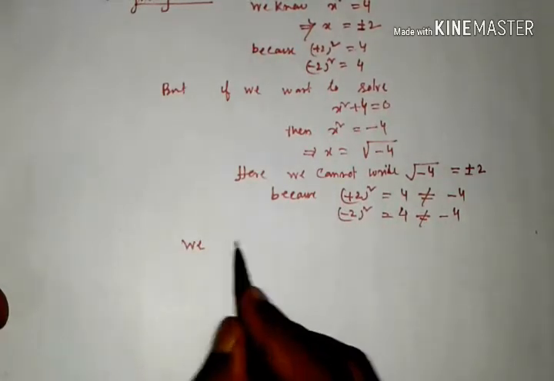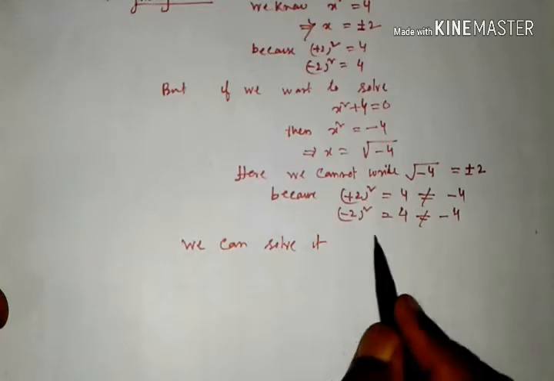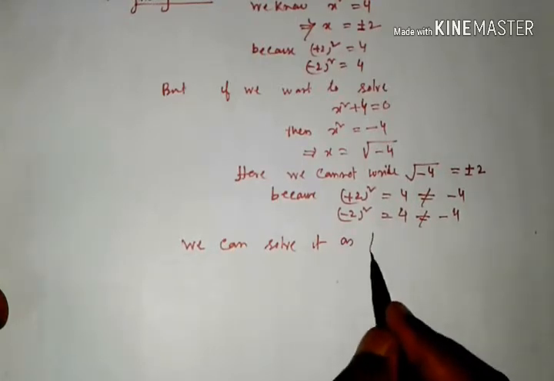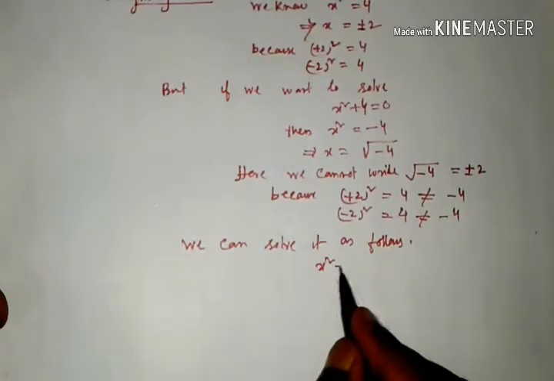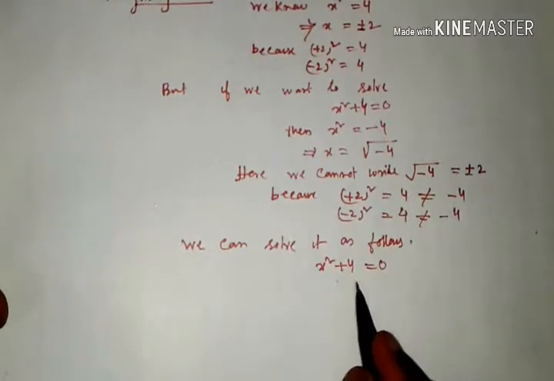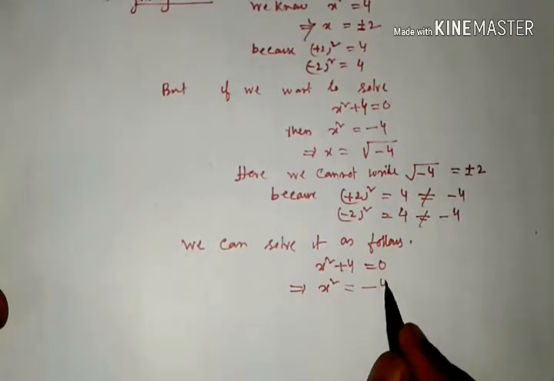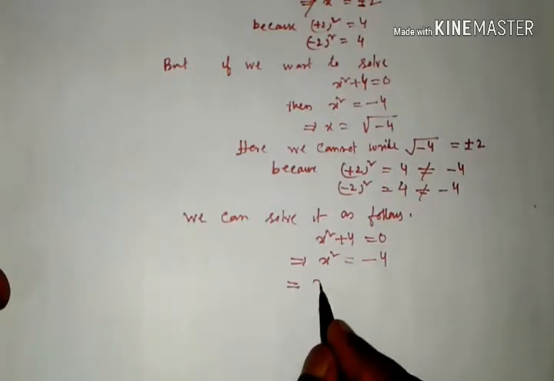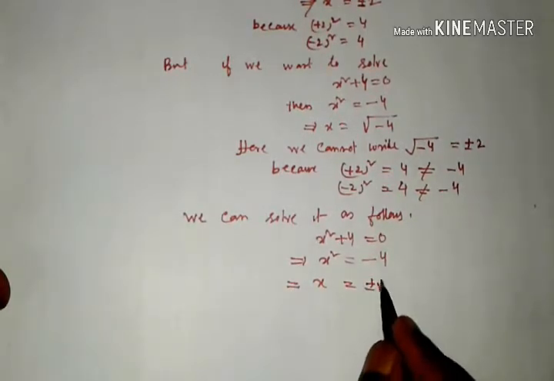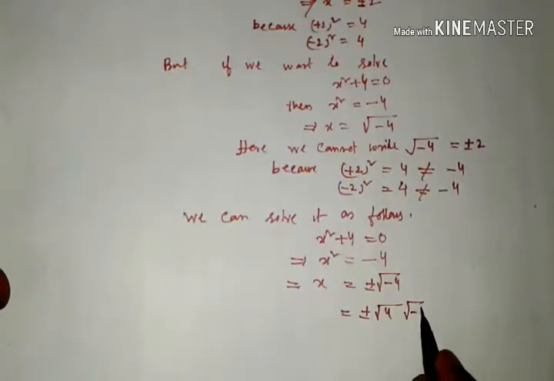We can solve it as follows. x square plus 4 is equal to 0 implies x square is equal to minus 4. Yes, x square is equal to minus 4. This implies x is equal to, we can write plus minus 4 root over minus 1, that is, 4 into root over minus 1.